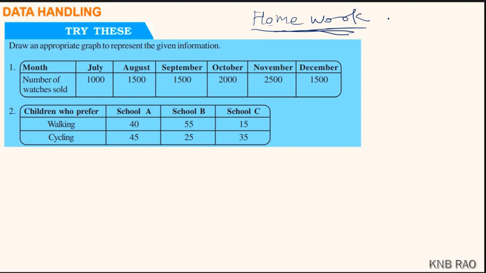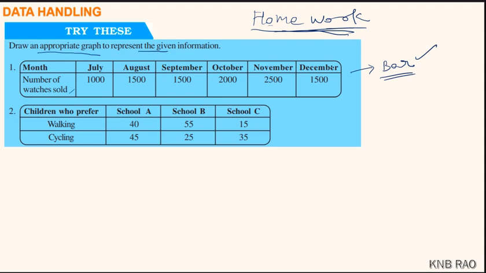Here you have got question 1 and question 2. Draw an appropriate graph to represent the given information. Here is the number of watches sold in the respective years, July to December. So which graph will you draw? I can draw a pictograph or I can draw a bar graph. Preferably draw a bar graph.